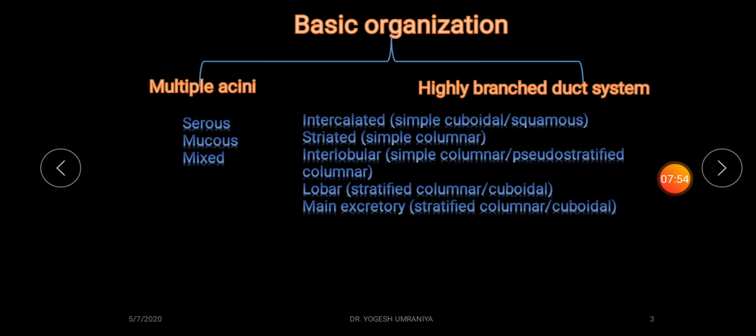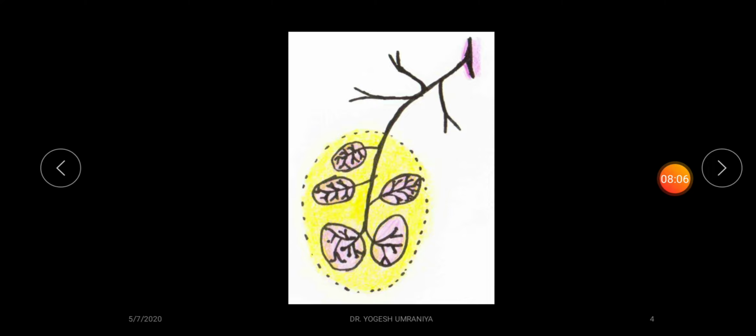So, this is something regarding the basic organization. Now, we will see a schematic figure to show you how the acini and duct system are oriented. Here you can see the schematic diagram. In this you can see the yellow area covered with a dotted line. This is considered as a lobe of the salivary gland.